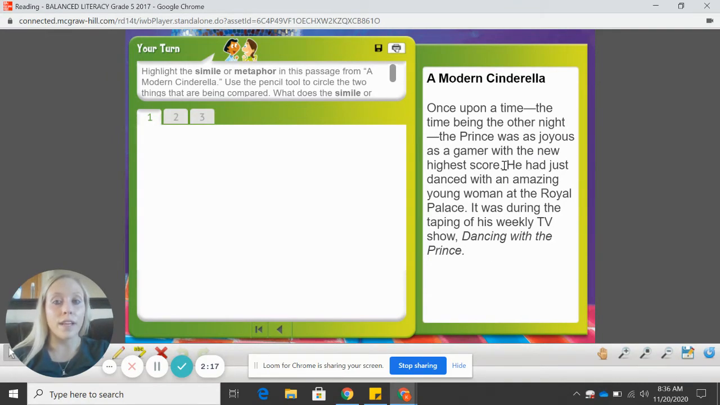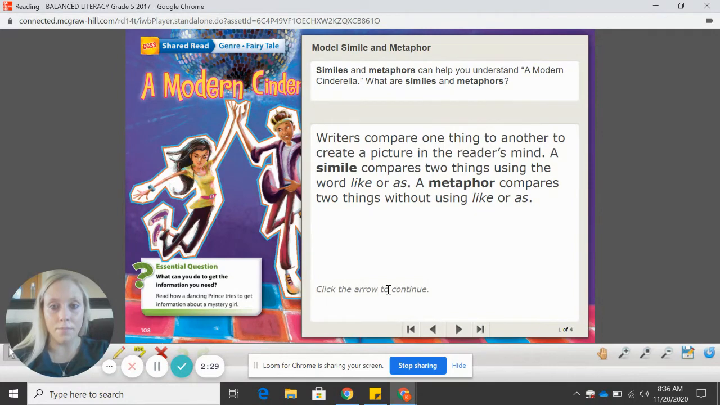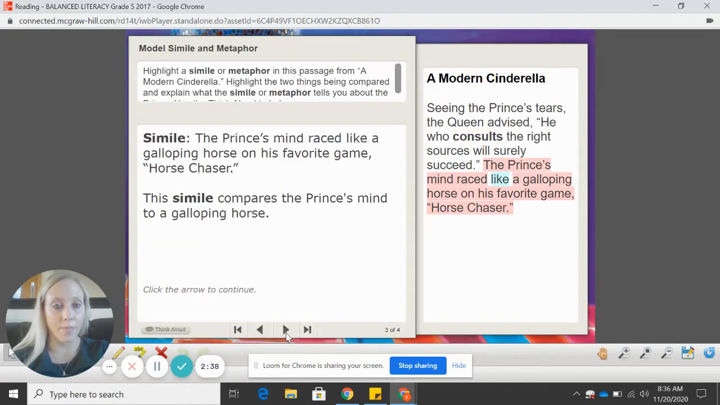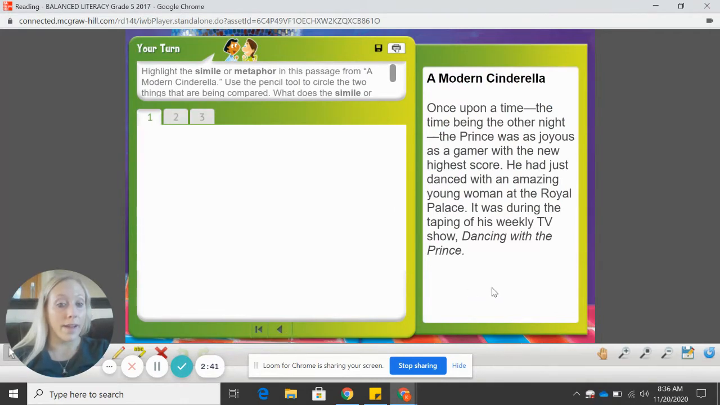Okay, so fifth grade, if you said the prince was as joyous as a gamer with the new highest score, you would be correct. If you also said that that was a simile, you are correct. Because if you look here, a simile compares two things using the word like or as. Okay, so then what does that mean? I would say that that means that the prince is very happy.